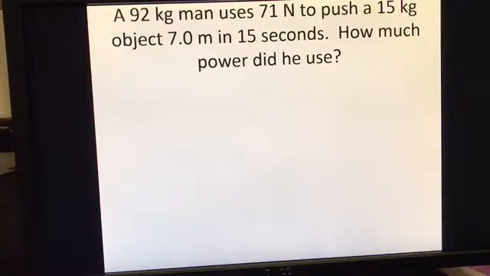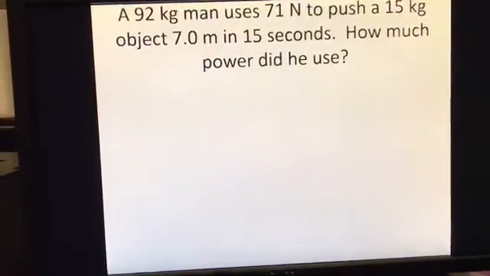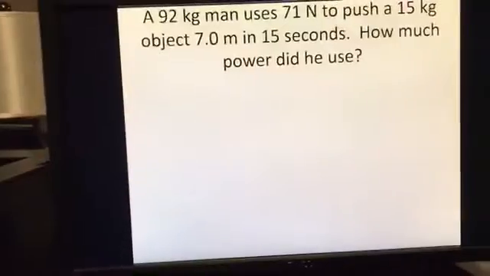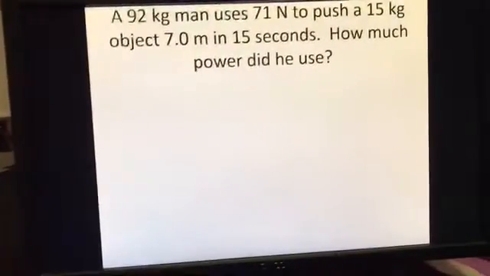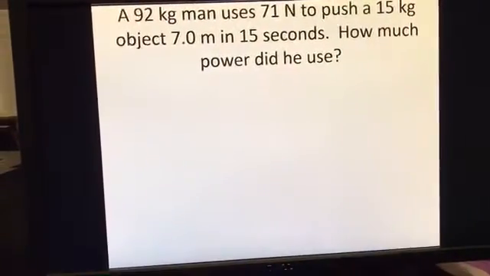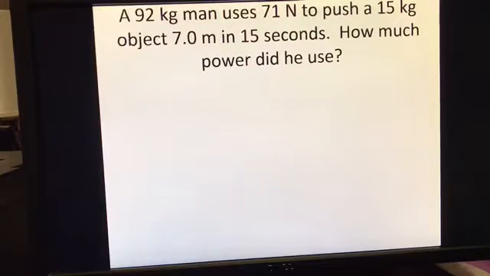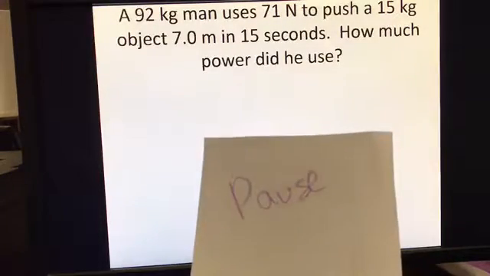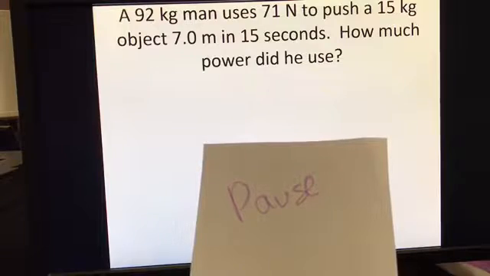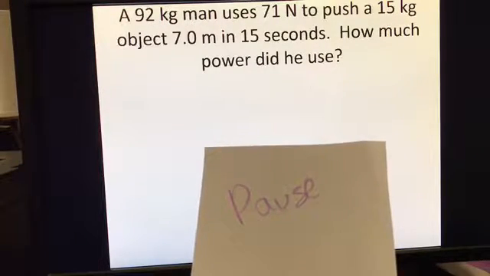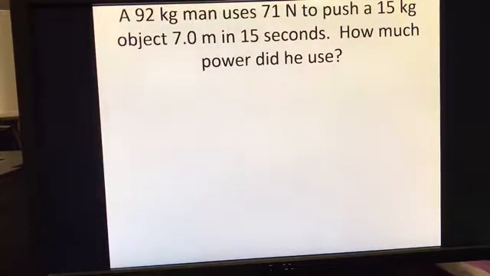Next question. A 92 kilogram man uses 71 newtons to push a 15 kilogram object 7 meters in 15 seconds. How much power did he use? Pause, work out the problem, come back to it. All right, here we go.